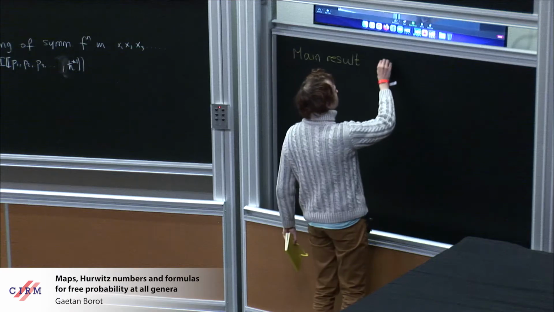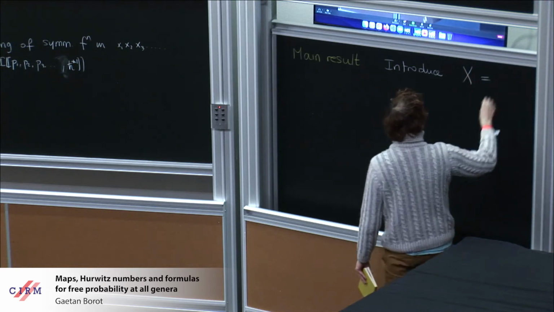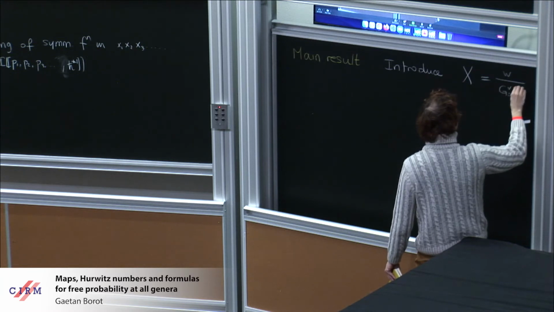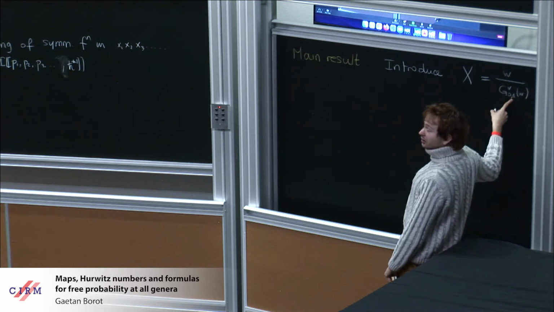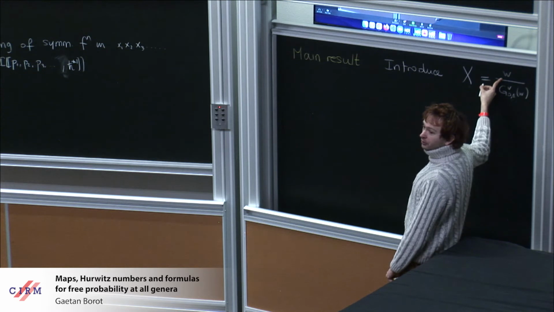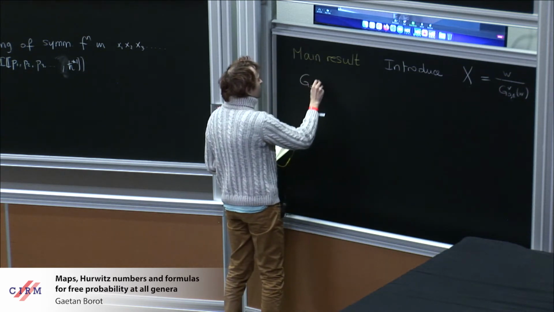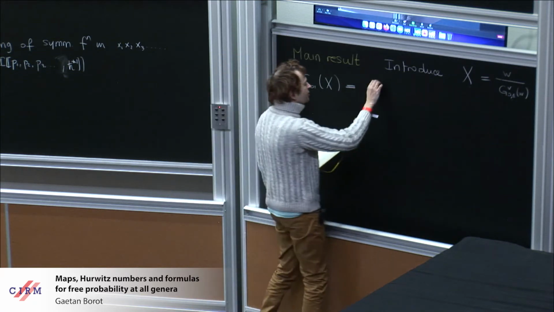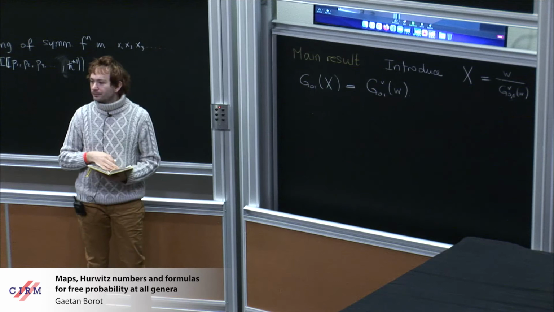Introduce a change of variable. So big X, you're going to write it as W divided by G_{0,1} check of W. This starts with 1. So X looks like W when W goes to 0. So it's a well-defined change of formal variables near 0. Then G_{0,1}(X), upon this substitution, is going to be G_{0,1} check of W.